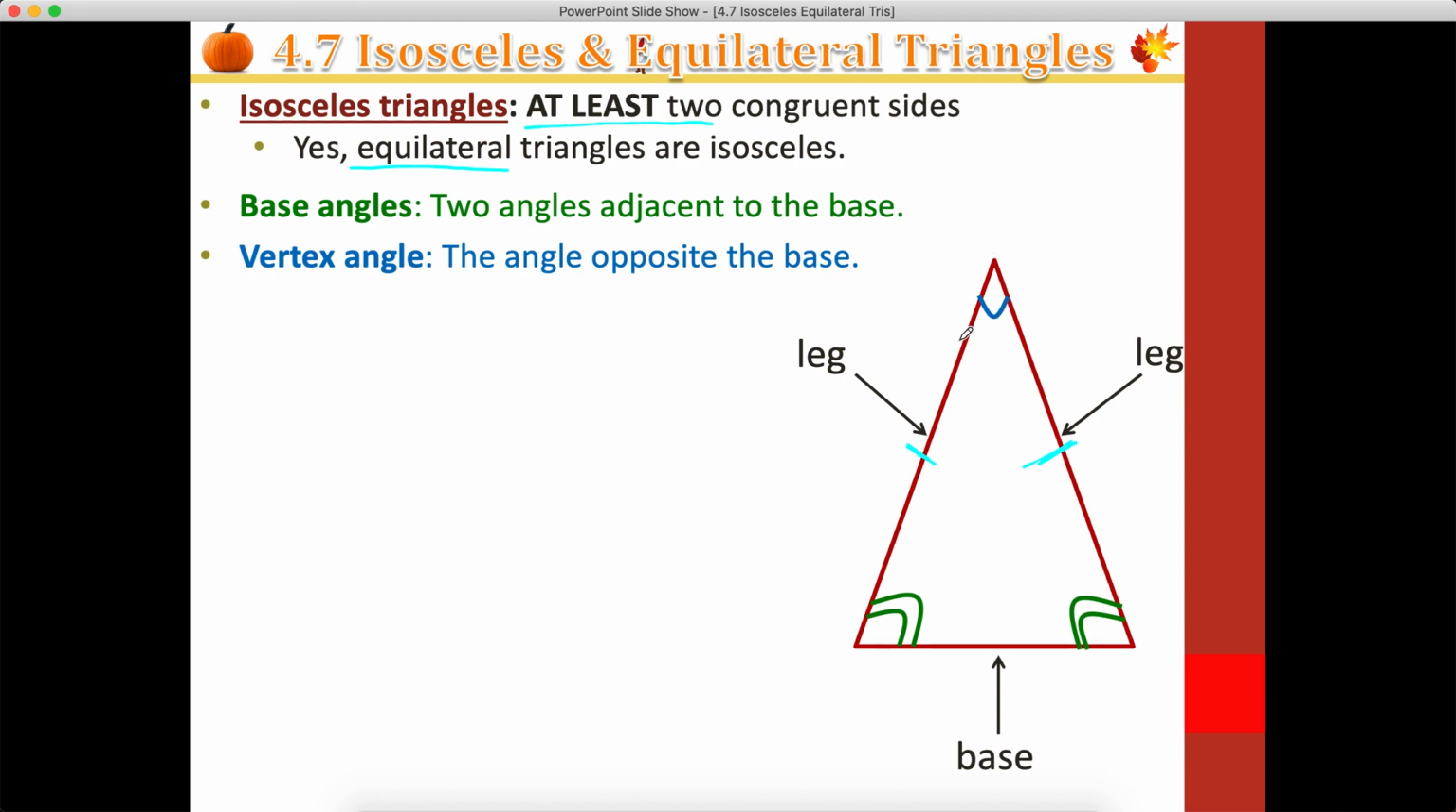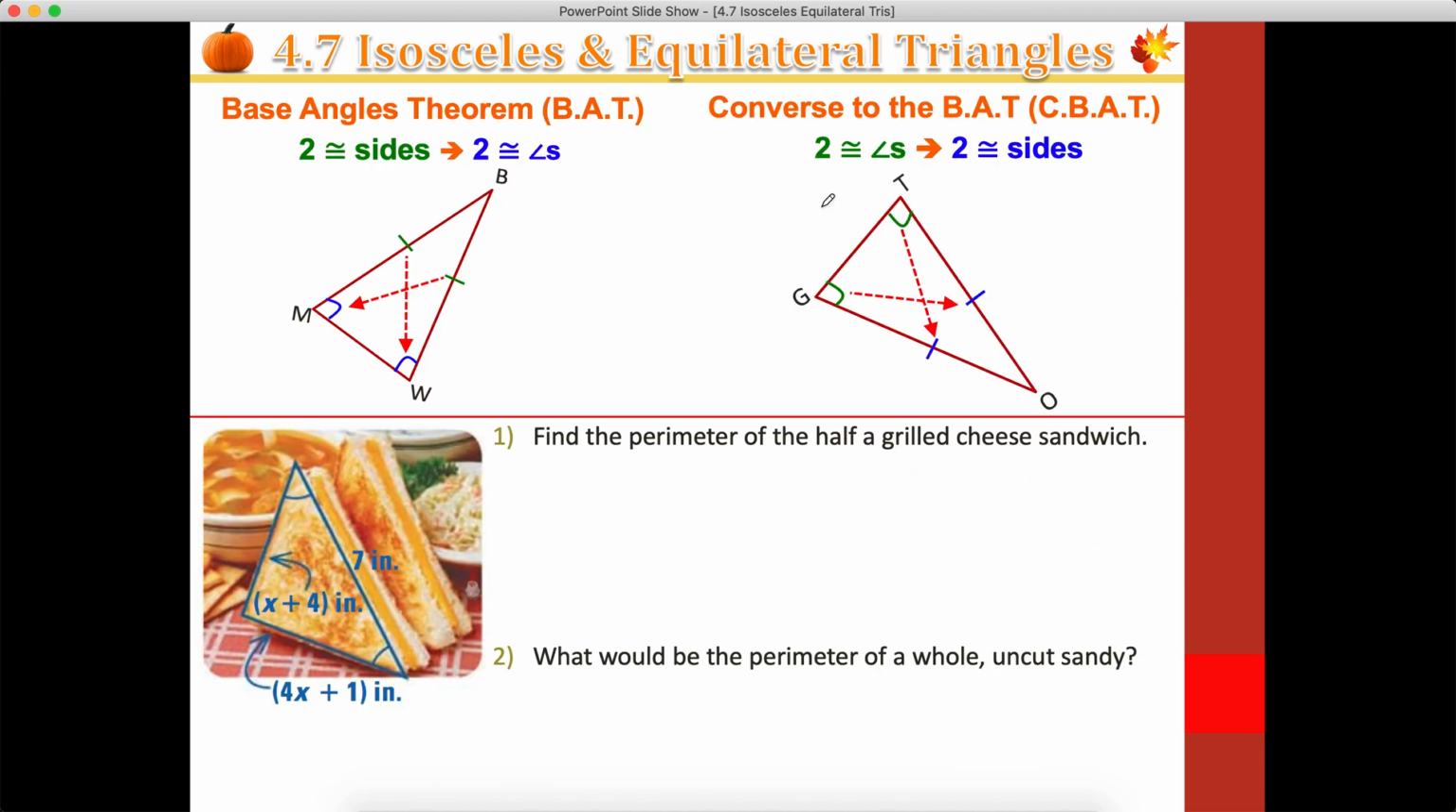Sounds insignificant, but we're going to be referring to these things moving forward, and some of our conjectures are going to explicitly use some of this terminology, so make sure you get it. Like this one, for example, the Base Angle Theorem, which we'll call the BAT, because we're lazy in this class. The Base Angle Theorem says, if a triangle has two congruent sides, then it also has two congruent angles opposite them. So if I look at this triangle BMW, if I have the green here, two congruent sides, this would imply that I also have the angles opposite them congruent. So if BM is congruent to BW, then angle M is congruent to angle W. Because the legs are congruent, the base angles are congruent as well.